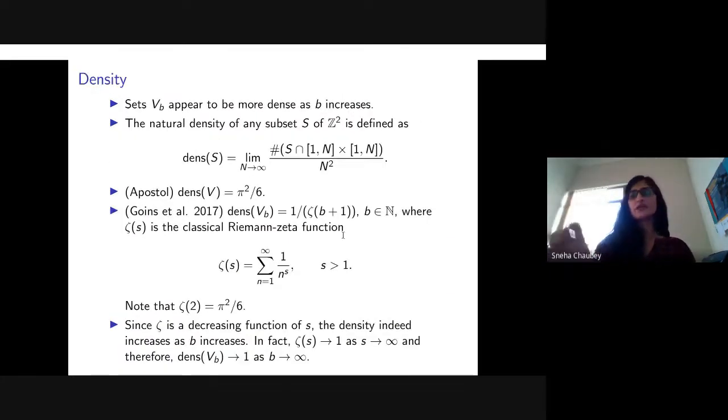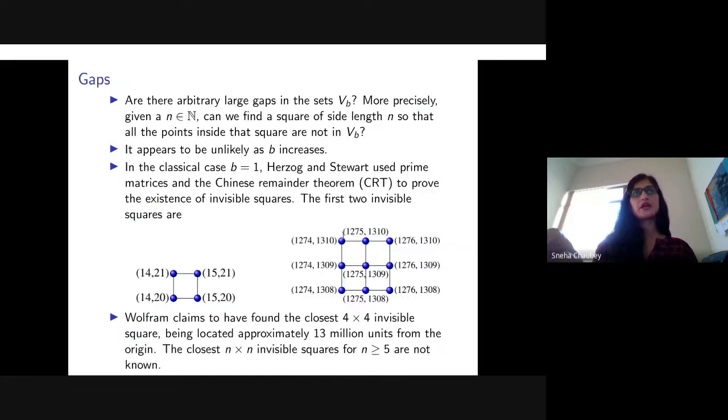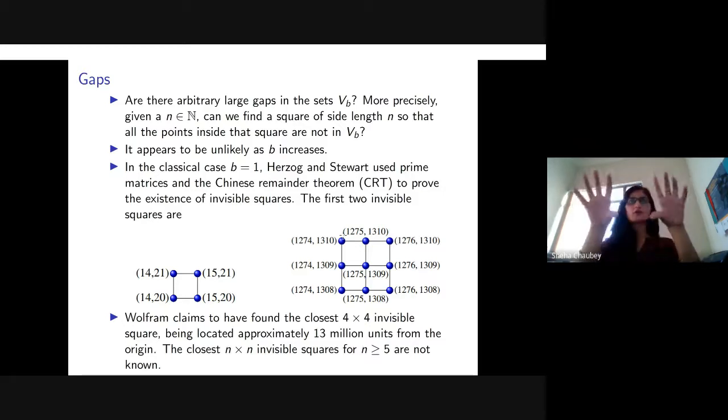Before I get to the next slide, since the density approaches 1, it looks like almost everything is a visible lattice point. But there are gaps, and what can you say about gaps? The question is, are there arbitrarily large gaps in the sets V_b? What do we mean by this question? Basically, we want to see whether, given a number, we can find a square of that side length so that all the points inside that square are not visible, not in V_b. So we want to find holes, basically, and we want to see whether there are arbitrarily large holes in this set V_b.